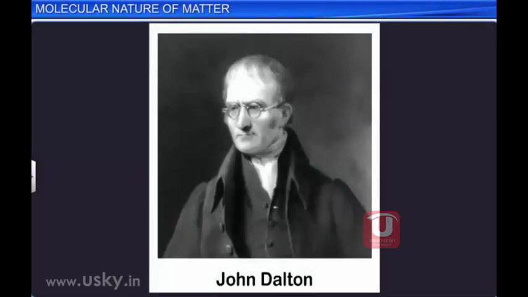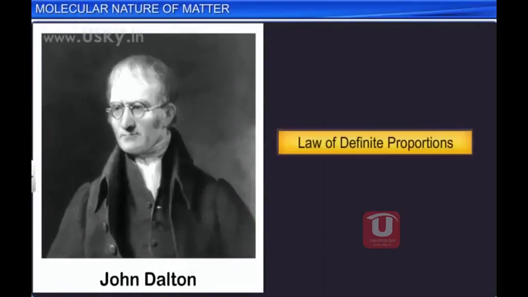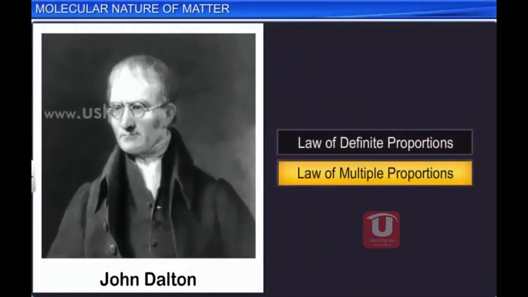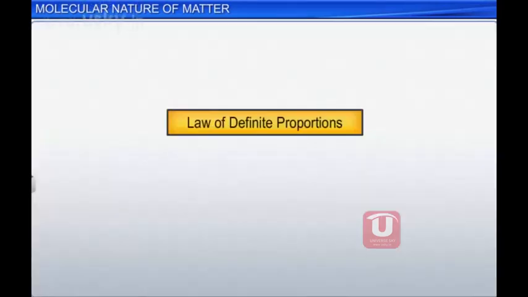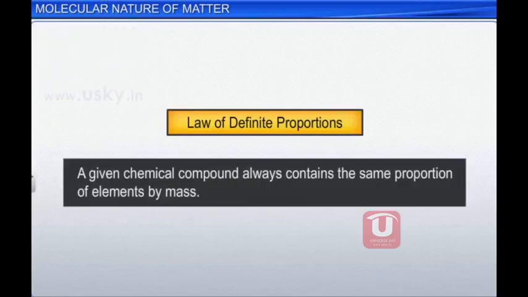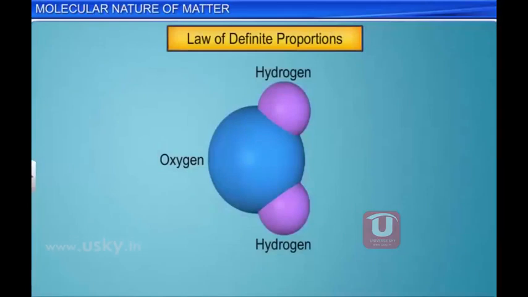In fact, Dalton had proposed atomic theory to explain the law of definite proportions and the law of multiple proportions, which are obeyed by elements when they combine to form compounds. The law of definite proportions states a given compound always contains the same proportion of elements by mass. For example, consider a water molecule. The ratio of the mass of oxygen, MO, to the mass of hydrogen, MH, in a water molecule is always fixed and is independent of how the water molecule is formed.